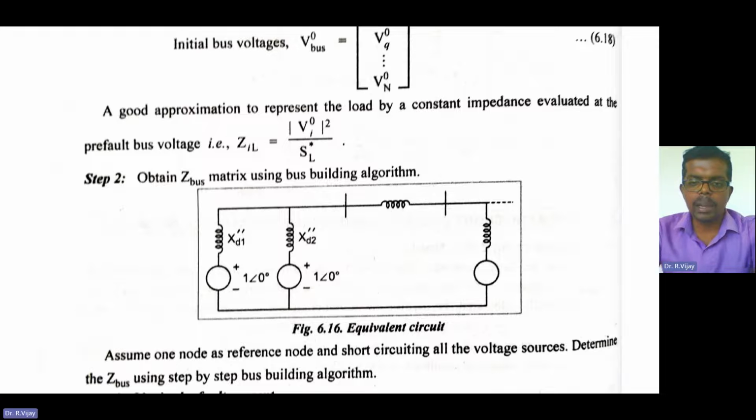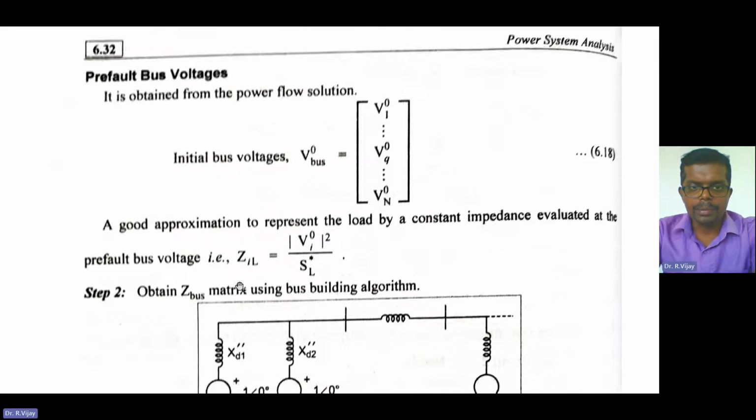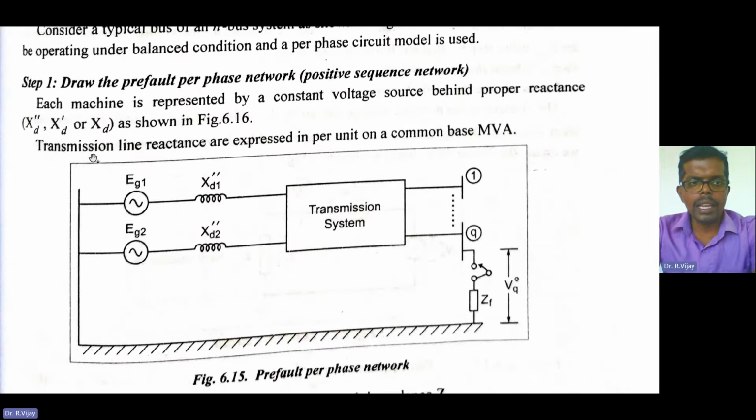So say for example 25 kilovolt or 11 kilovolt, whatever the generator size might be. So here you need to convert that into a reactance diagram, and we are drawing this. That is what's told here. Transmission line reactances are expressed in per unit on a common base MVA. So on a common base MVA, if you see some of our already solved problems.